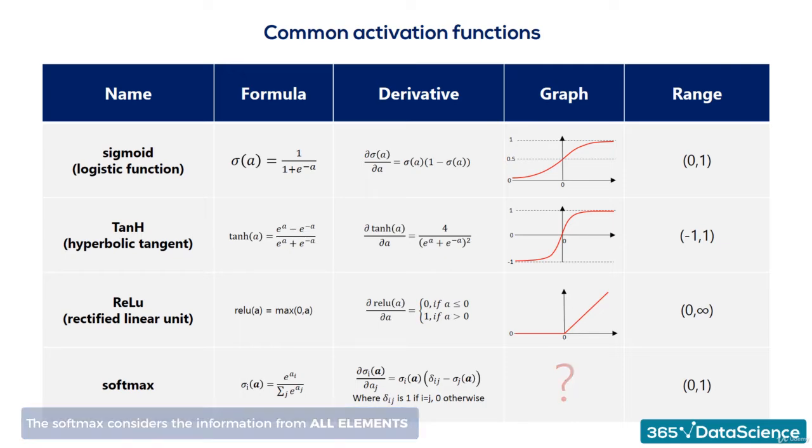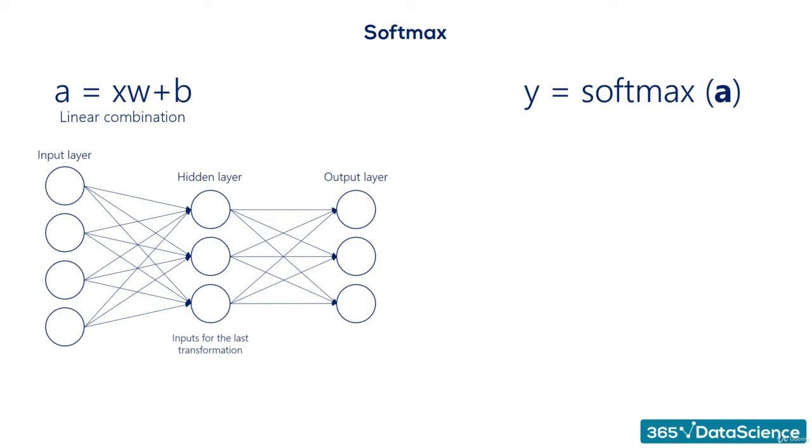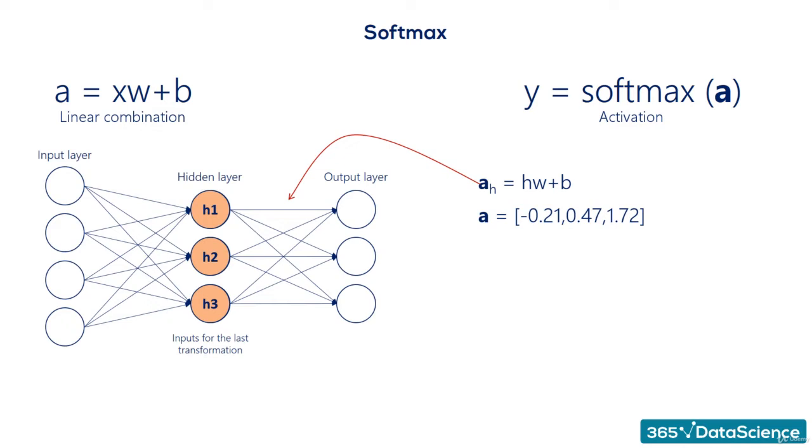Time for an example. Let a be equal to xw plus b, which is our well-known model. Then, we can say the output y will be the softmax of a. Let's look at a hidden layer with 3 units. So, a here is equal to hw plus b. After transforming it through a linear combination, we obtain a vector a with 3 elements, minus 0.21, 0.47, and 1.72.